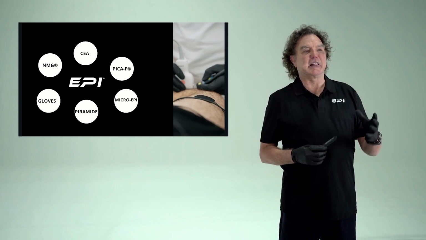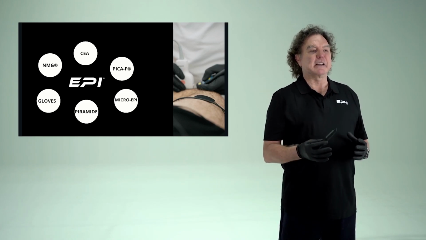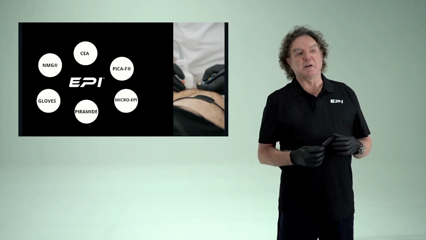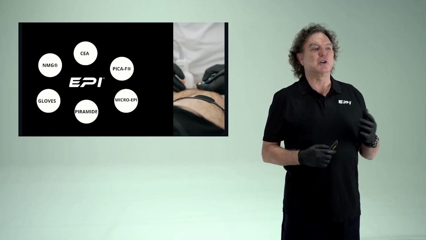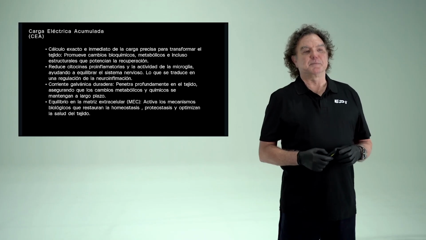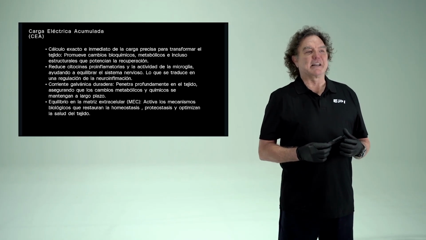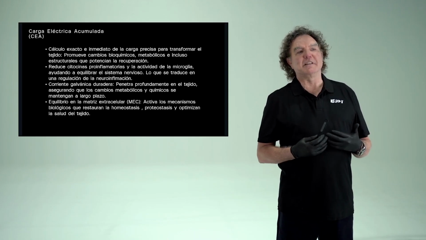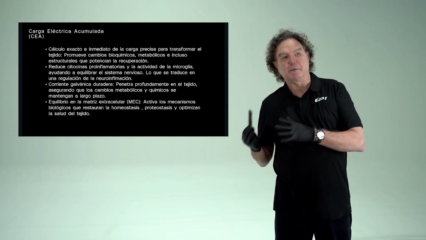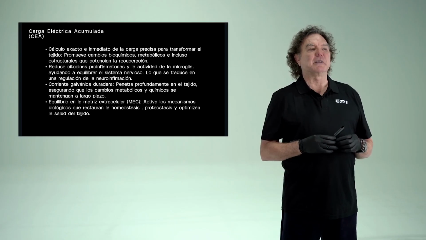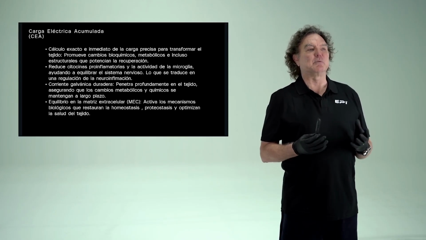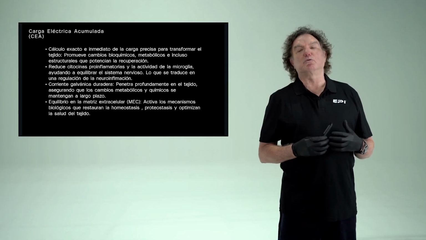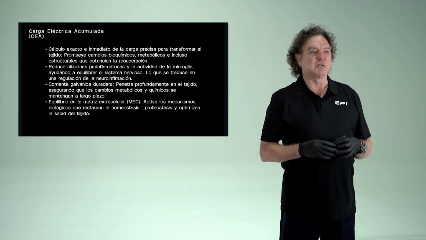We specifically use the CEA, we use charge peaks, we use galvanic microcurrent, pyramids. We also use EPI drops, galvanic gloves, and galvanic neuromodulation. What is accumulated electric charge? Accumulated electric charge is the exact and immediate calculation of the energy or work charge in millijoules that we need to transform that tissue. What we aim to achieve is to promote biochemical, metabolic, and even structural changes that enhance the recovery of those tissues.